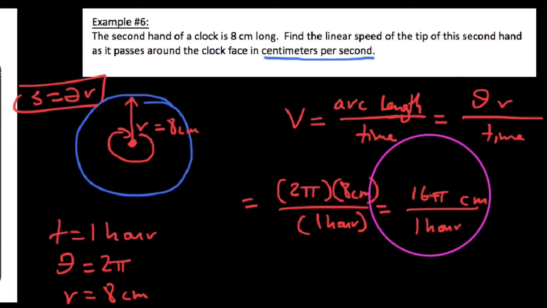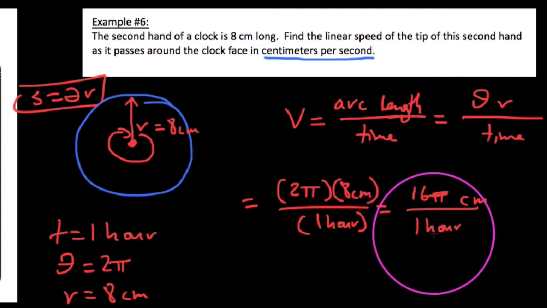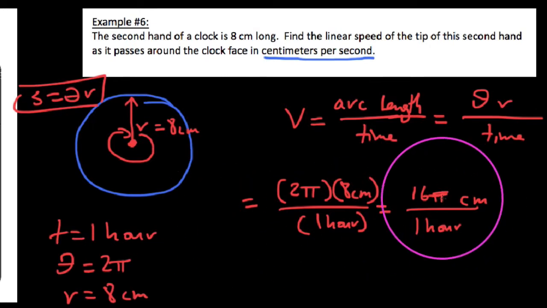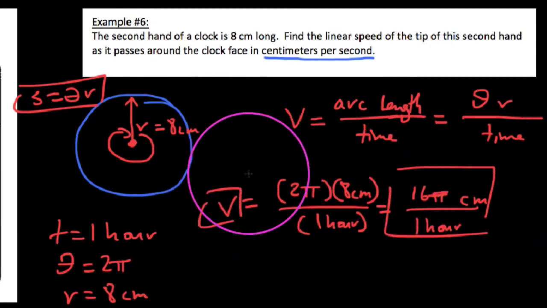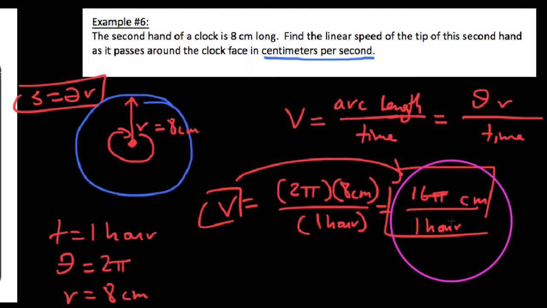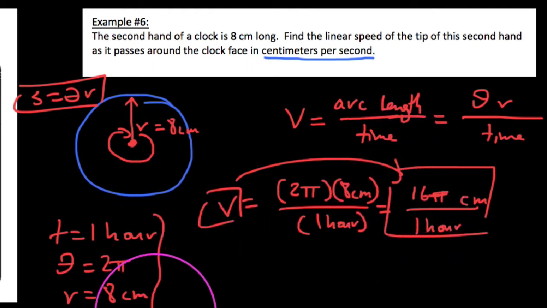Now the thing is this, we did not want this in centimeters per hour, but we did want this in centimeters per second. So go ahead and put a box around this. Congratulations, you've already found your linear velocity. It's going this fast, but I'm giving it to myself in centimeters per hour.